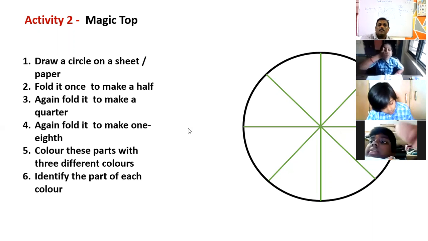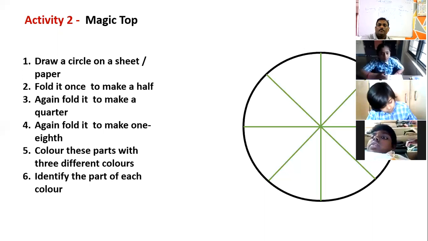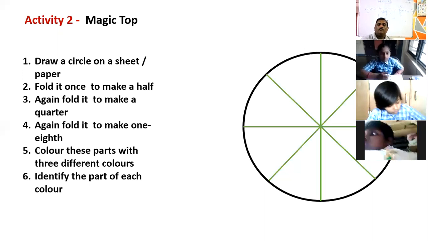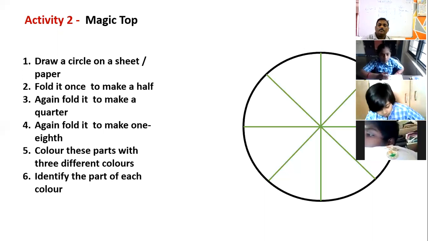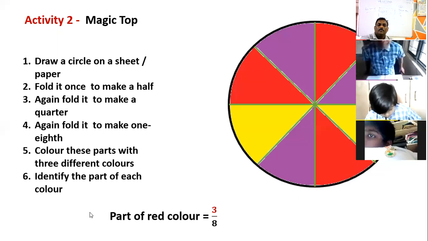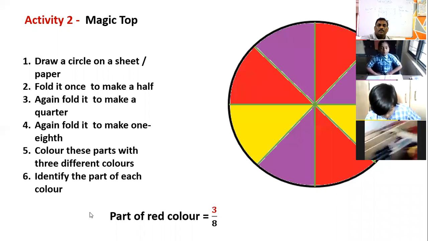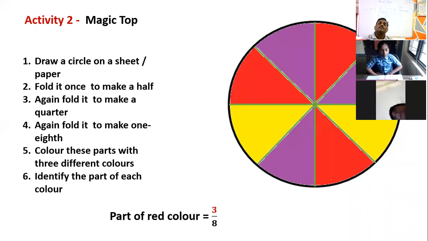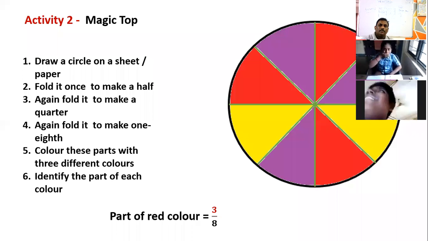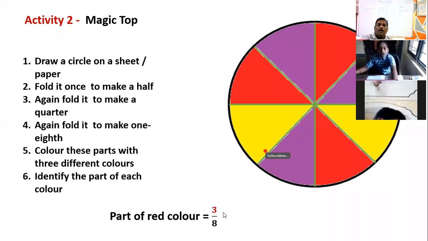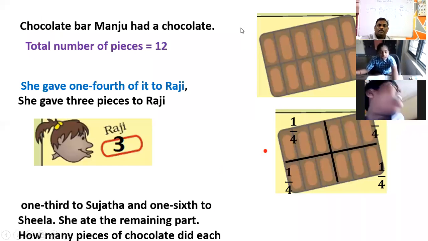After getting 8 parts, try to color it. Now, how many red colors are there? How many red colors? 3, sir. Yes, out of 8, 3 are red. So 3 by 8. Next.